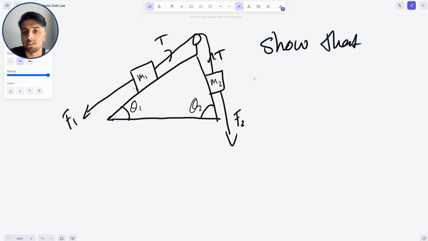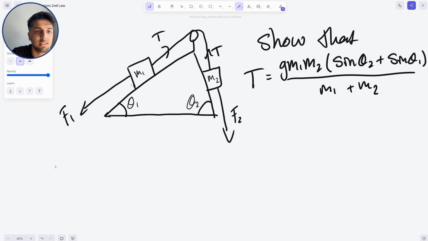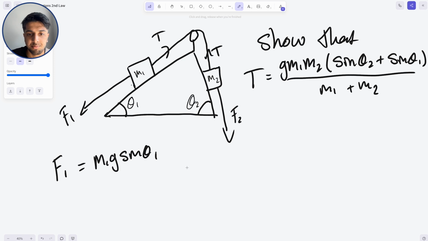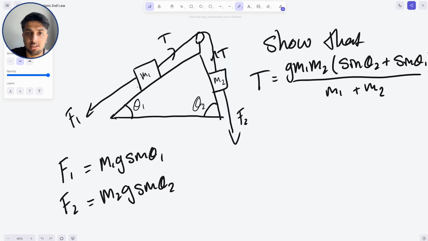that the tension force is equal to G m1 m2 (sine theta 2 plus sine theta 1) all over m1 plus m2. So first things first, we can say that F1 is equal to m1 G sine theta 1 and F2 is equal to m2 G sine theta 2. So again, in this case, the pulley is frictionless.